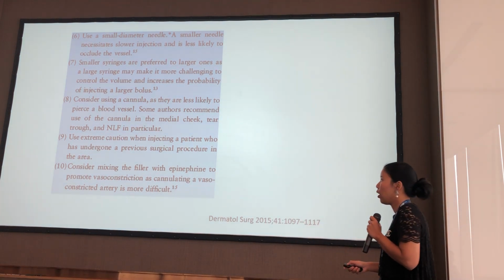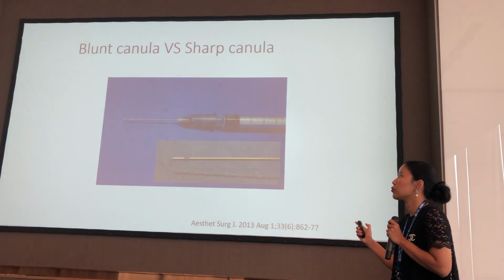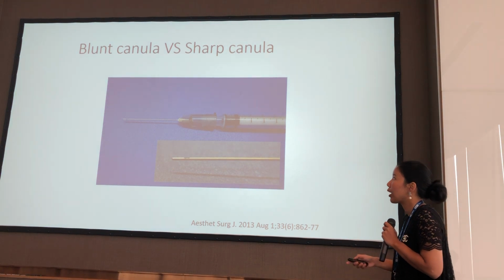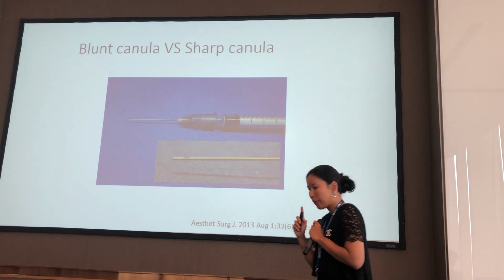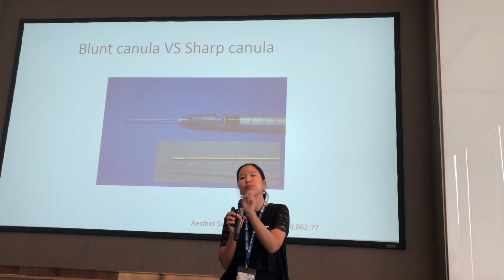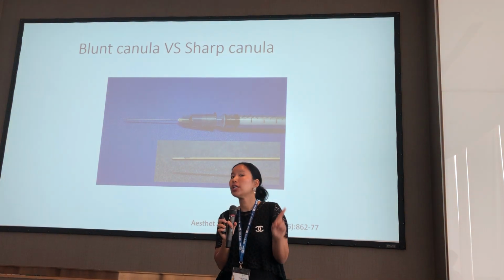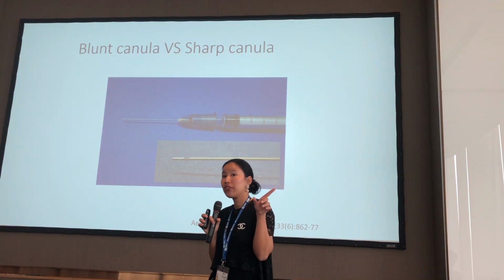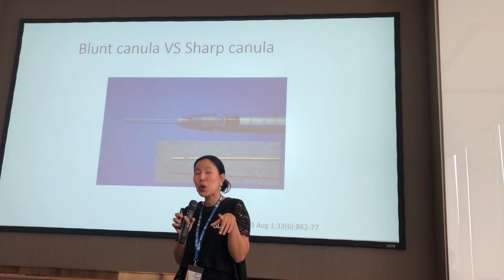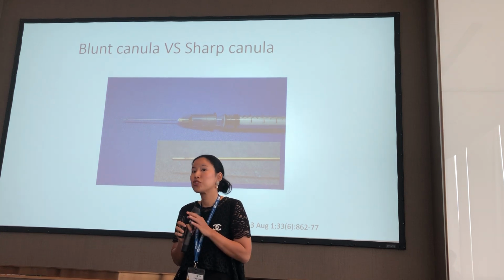And okay, epinephrine may help for the vasoconstriction. And this is the blunt cannula versus sharp needle. So, when you buy the cannula, do not consider only the price factor. You have to consider the quality, because some cannulas are sharp. Okay? So the best way to test when you want to buy the cannula to use is to press it on yourself.